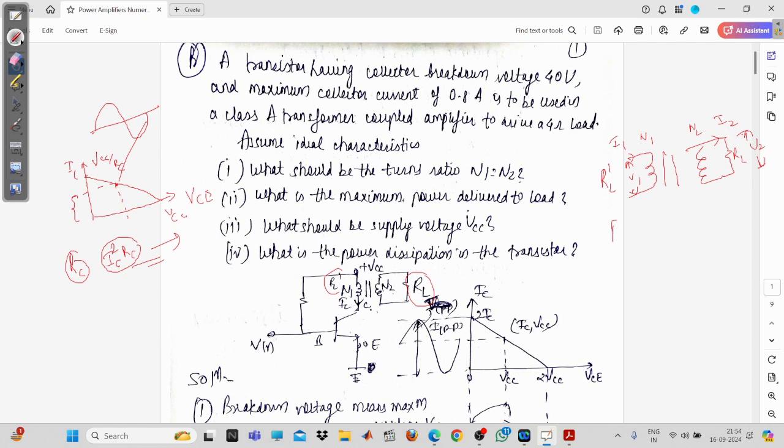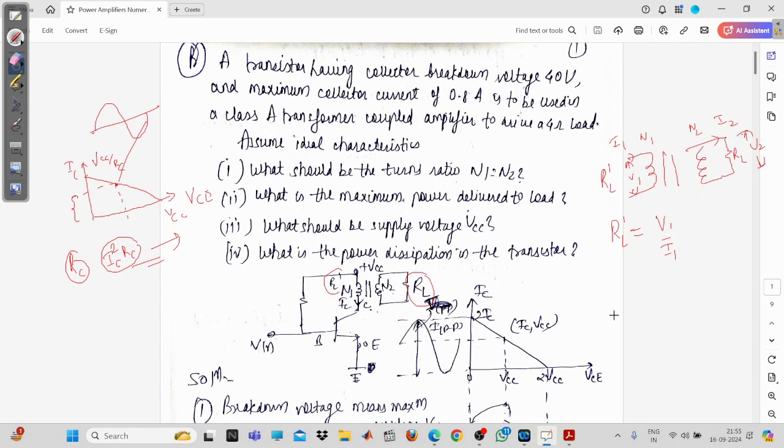So suppose you want to write the equation of the reflected load impedance in terms of RL, then how are you going to write it? Now RL dash will be equal to what? V1 upon I1. Fine. So now you will have to write it in terms of this.